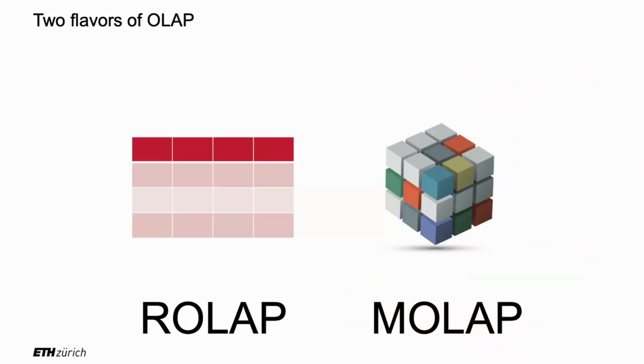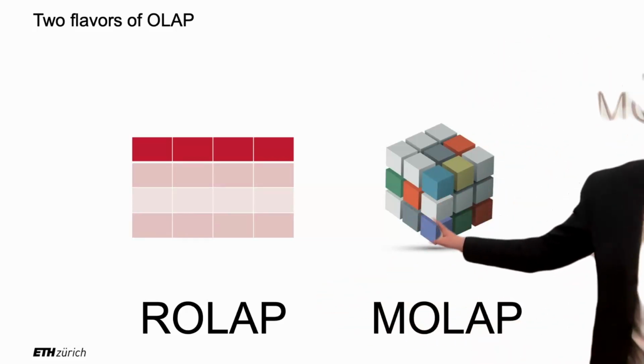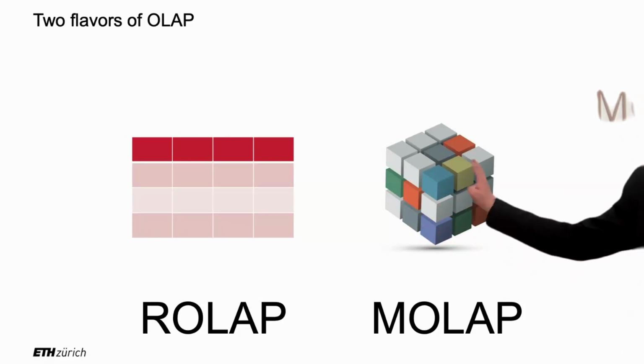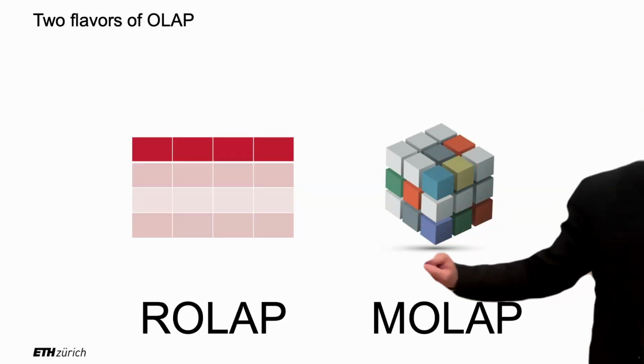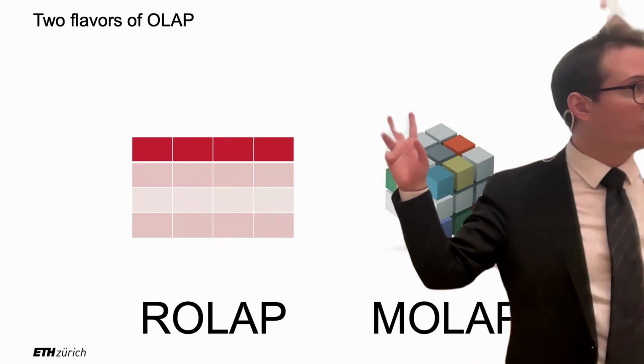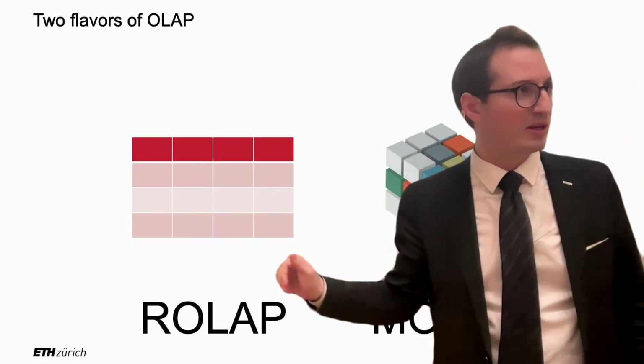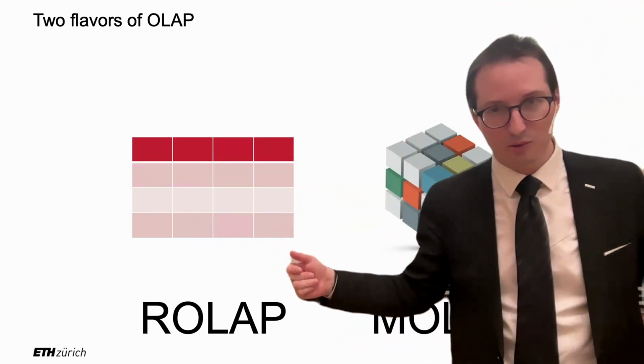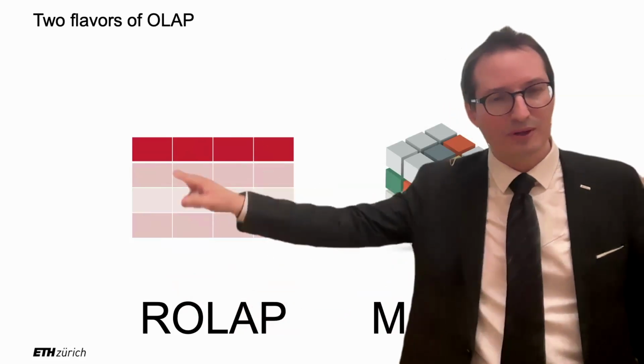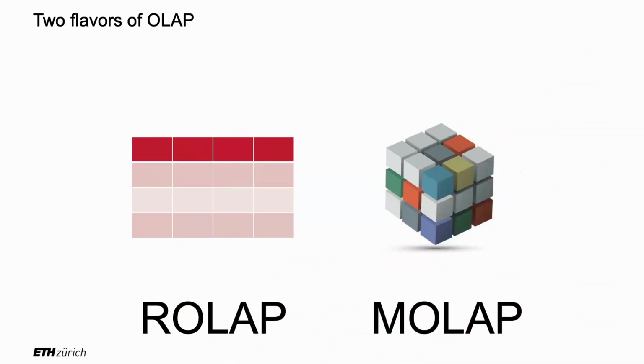MOLAP means multidimensional OLAP. It is kind of the native implementation for data cubes. It also allows some sparsity in the process. ROLAP is the cheating version where you just put yourself on top of tables and you compile everything to SQL. So this is called ROLAP. It's a relational OLAP. And I'm going to focus on ROLAP.